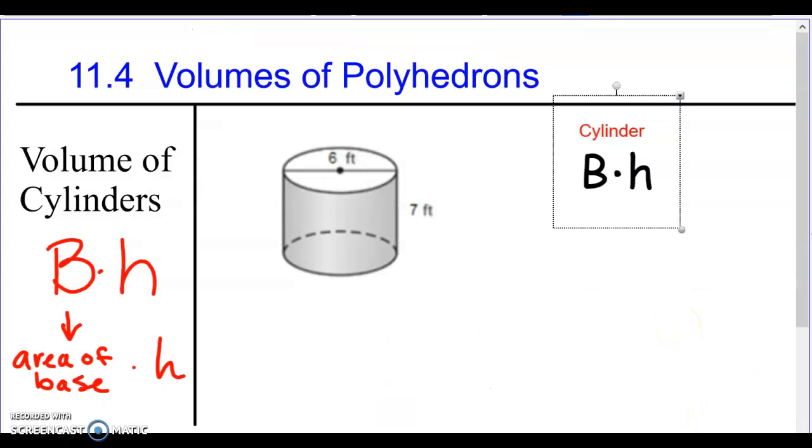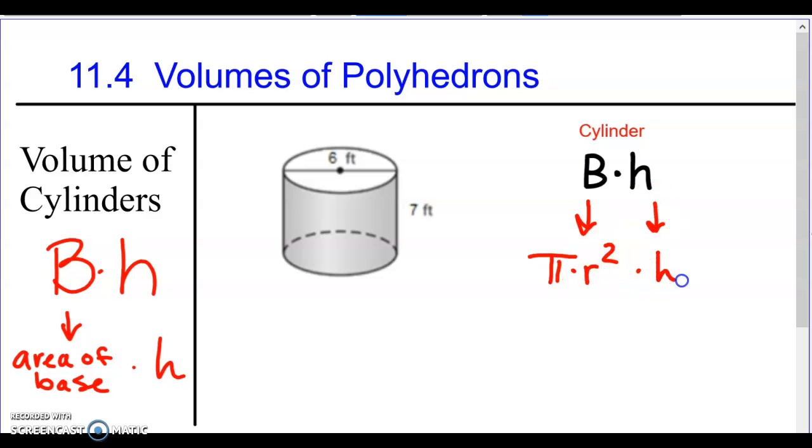Now, cylinders are very much like prisms. What that means then is our base is going to be a circle. Okay. All right, so our area of a circle would be pi times radius squared, and then times the height of our cylinder. Okay, so on this example, our diameter was 6, so that means the radius would be 3, so it'll be pi times 3 squared times, and then how tall is the cylinder? 7.